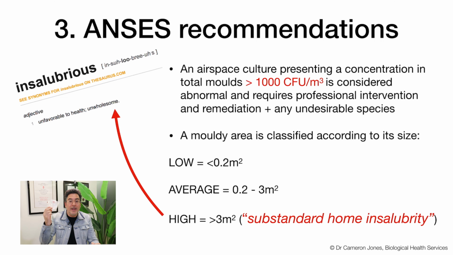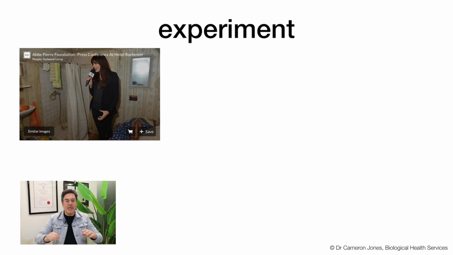And the French define this as substandard home insalubrity when you have greater than 3 square meters of visible mold and more than 1,000 colony forming units per cubic metre of mould in your airspace. Now, the French did an experiment, and I'm going to tell you all about it, plus the results and the conclusions and the key takeaways so that you can use this right here in Australia.